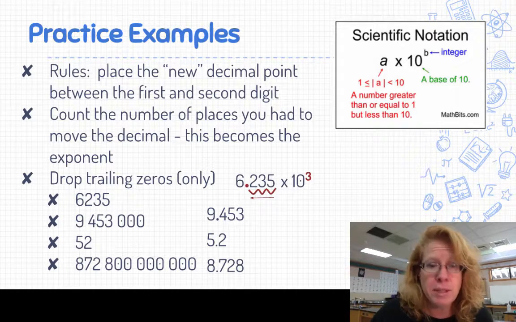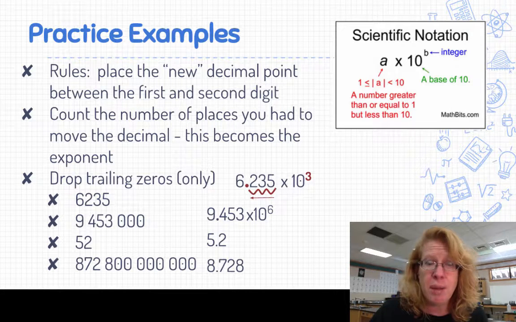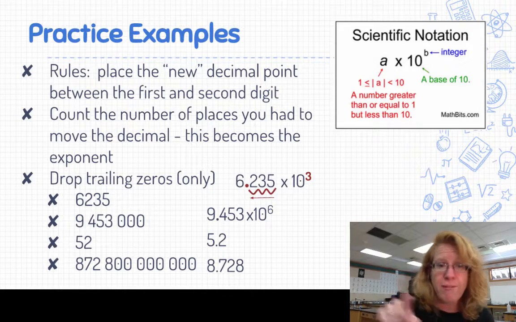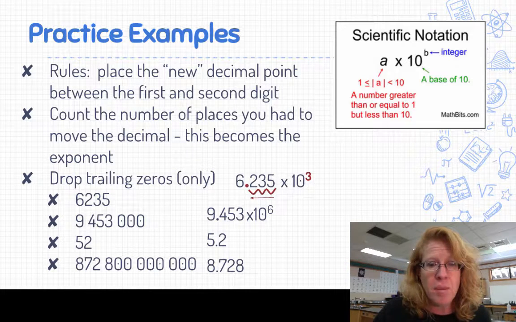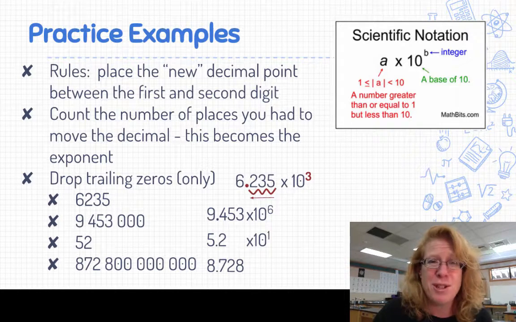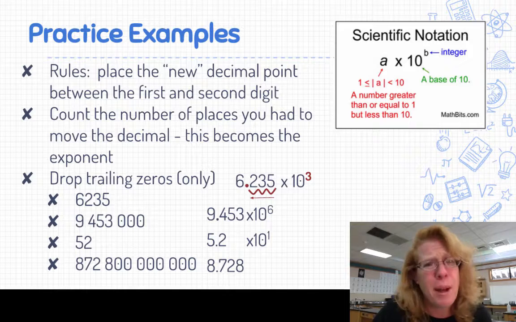All right, exponents. So in that first one, we moved it over 6 spots, 3 zeros, and the 3, 5, 4 gives you a total of 6 decimal places that you moved it over. The 5.2, we really only moved it over 1 spot. It's kind of a weird number to write in scientific notation, but you can. So it would be 5.2 times 10 to the first. Weird, right? I know, but it's possible.